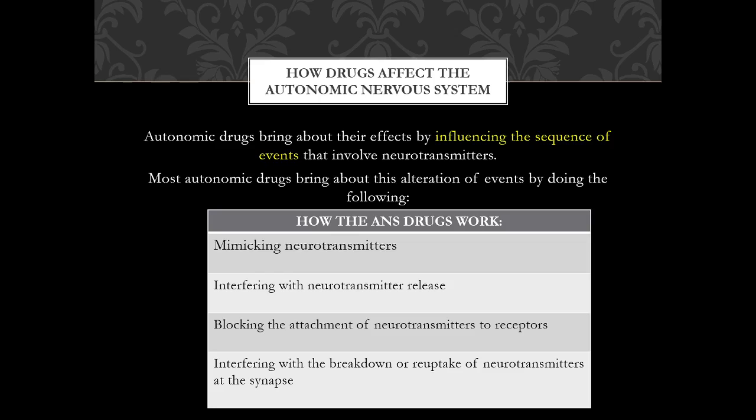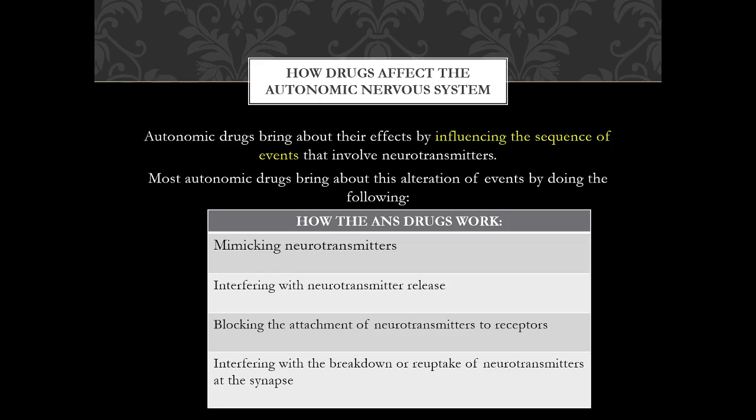Most autonomic drugs bring about the alteration of events by doing the following. How do they work? They either mimic the neurotransmitters, they interfere with neurotransmitter release, so they don't allow the vesicles to release the neurotransmitter. They block the attachment of neurotransmitters to receptors, so they block on the receptor side, or they interfere with the breakdown, or what we call reuptake, of the neurotransmitters at the synapse.